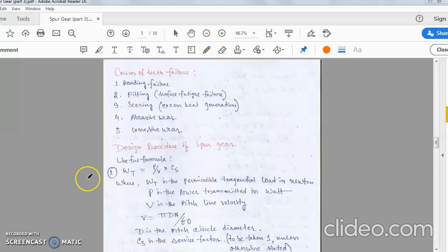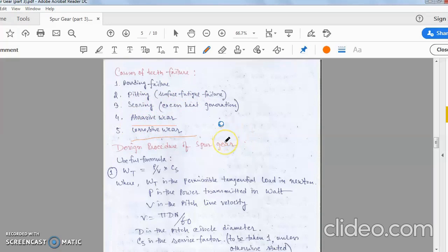And the second is pitting. What is pitting? It is the surface fatigue failure. Scoring means excessive heat generation, then abrasive wear, and corrosive wear. So these are the major factors that are responsible for gear tooth failure.